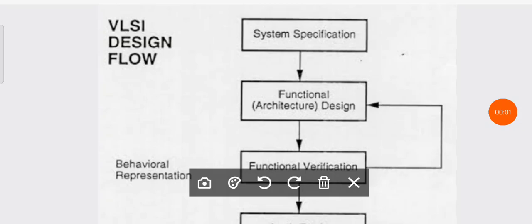Welcome back, students. In this class we are going to discuss the topic VLSI design flow. Here the topic starts with the system specifications.